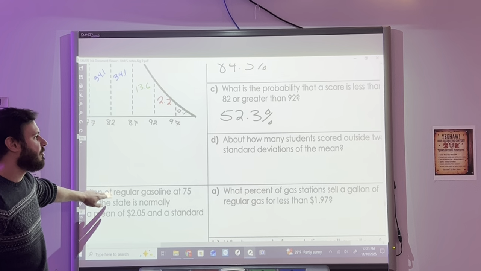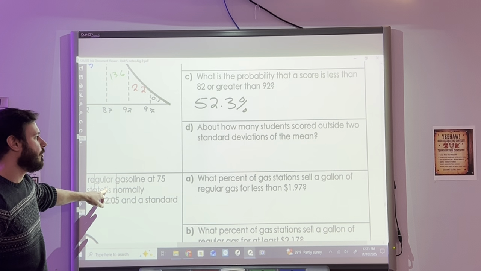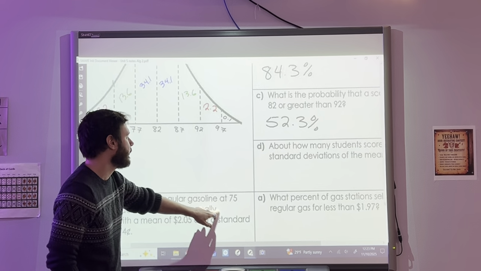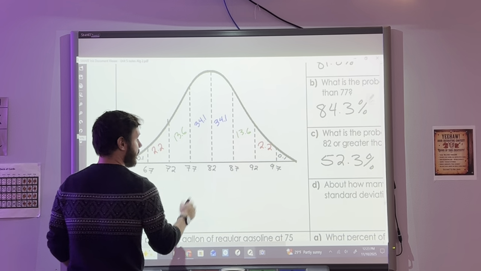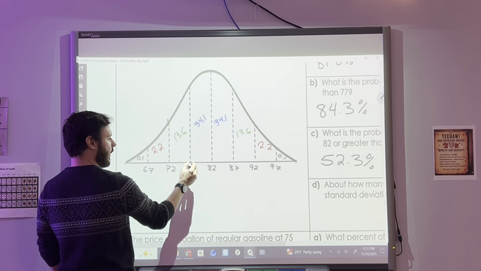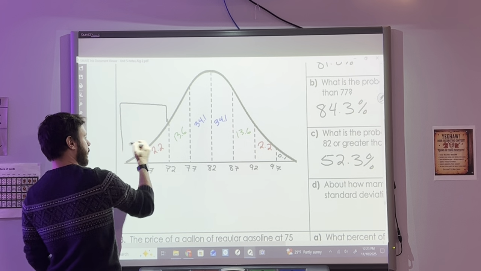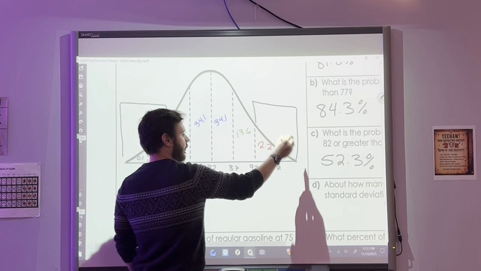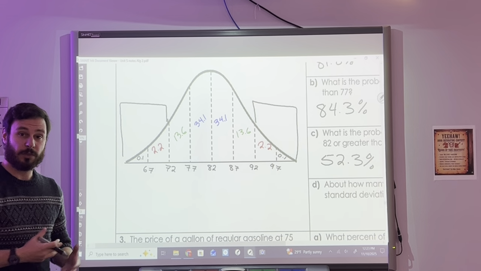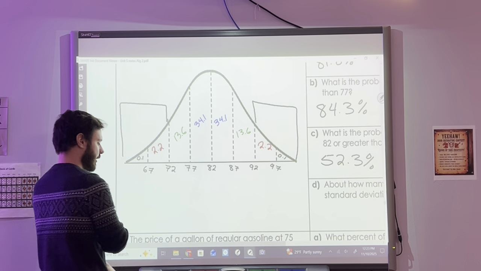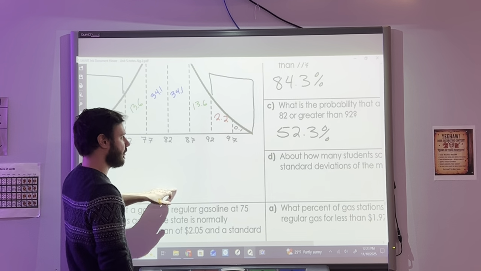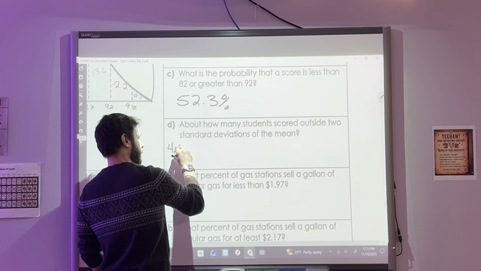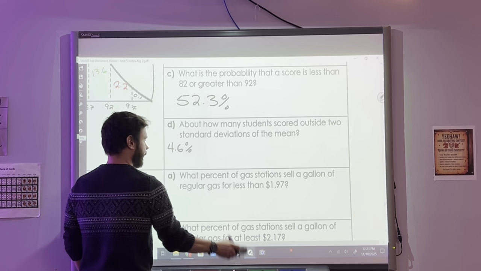About how many students scored outside 2 standard deviations from the mean? Okay, so we're talking outside 2 standard deviations, which means this is 1 standard deviation away, this is 2. Outside of that would be over here. And then 1 up, 2 up, outside of that would be here. So I need to figure out the percent. Looks like it's gonna be 4.6%. So I'm gonna write that over here.